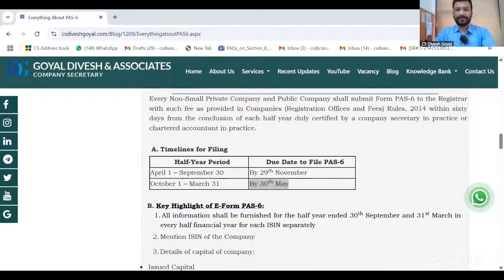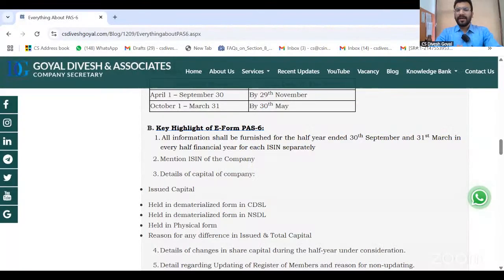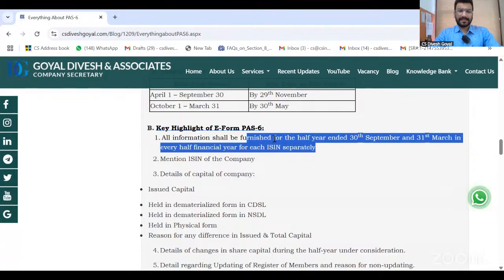Next provision: what are the due dates? We have already discussed the due dates of the PS6. The due date of the PS6 is the 29th November and the 30th May. Now let's discuss how to file the PS6. Key highlight about PS6: we have to mention all the information in the PS6 relating to the ICSI.